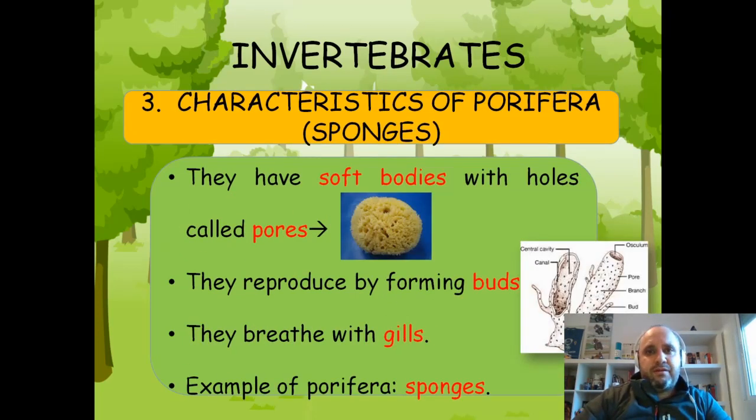Group number 3 of invertebrates is porifera, sponges. They have soft bodies with holes. These holes are called pores. They reproduce by forming buds. They don't lay eggs, and they are not viviparous, they are not oviparous. They breathe with gills because they live in the water, and the example of porifera is the sponge.